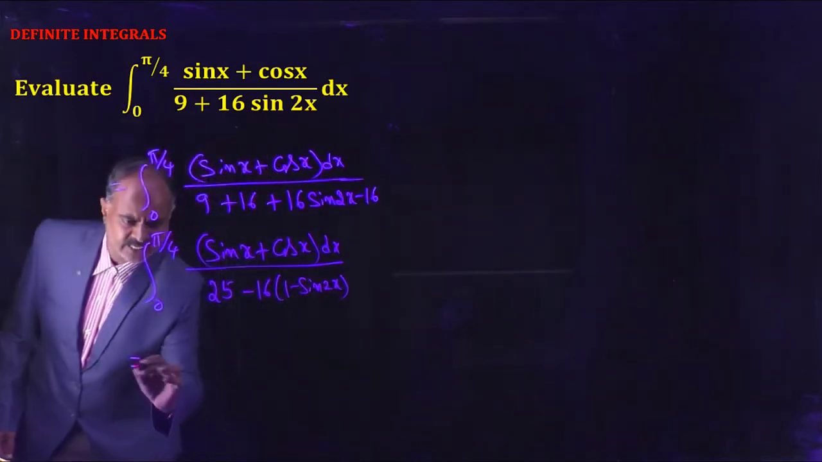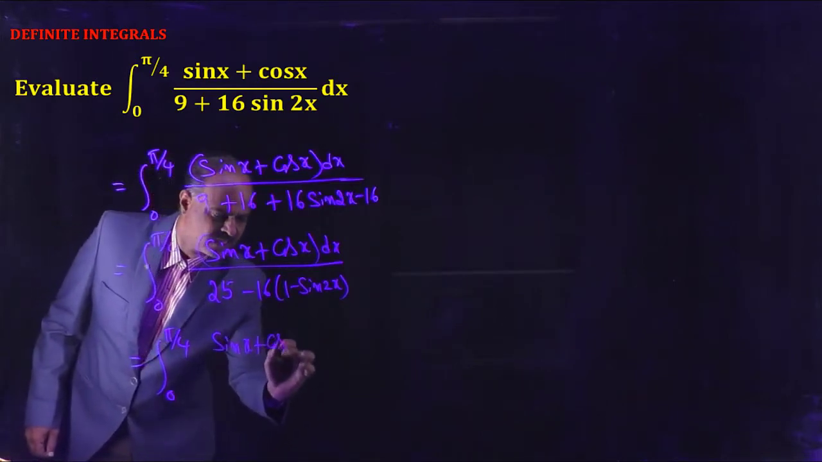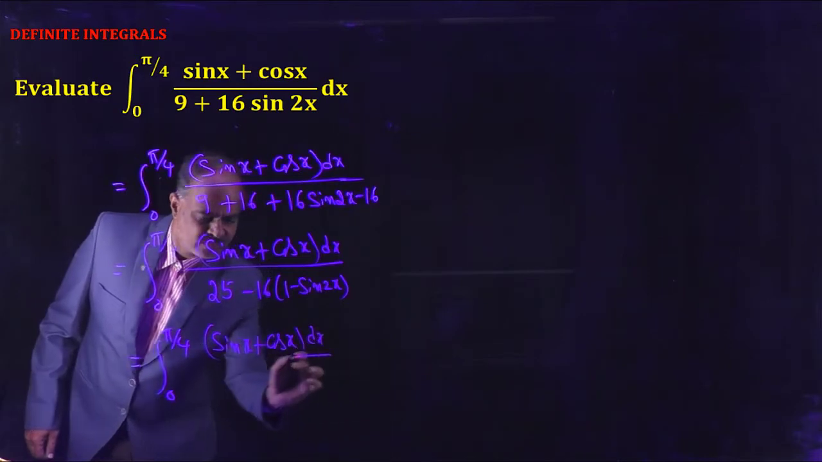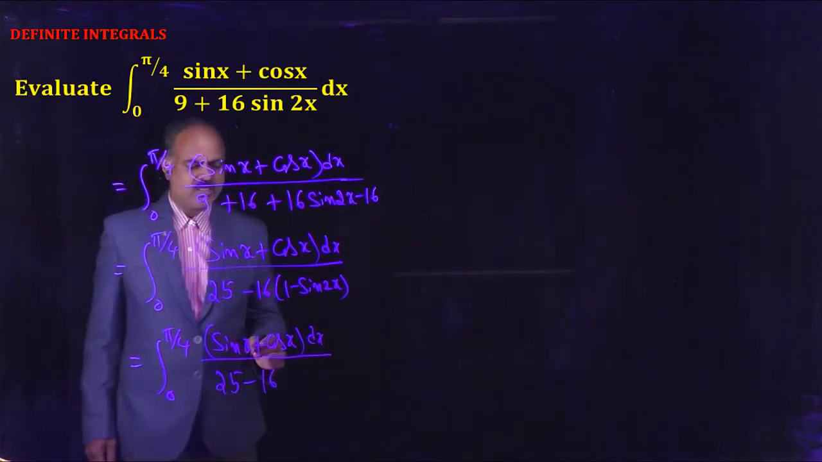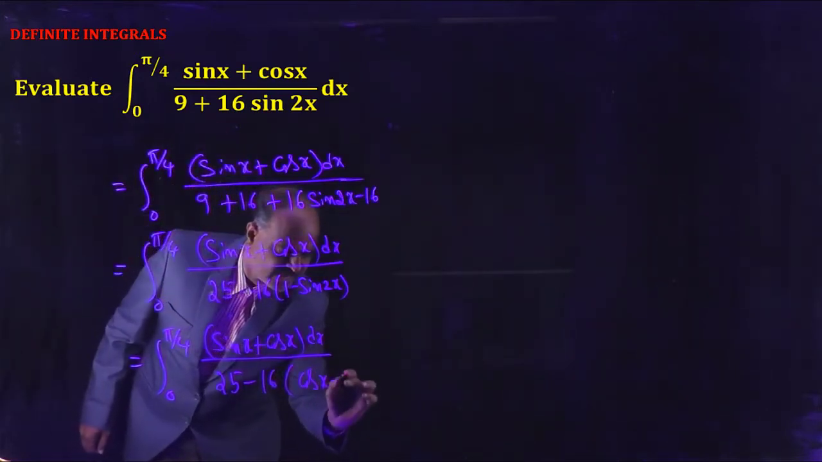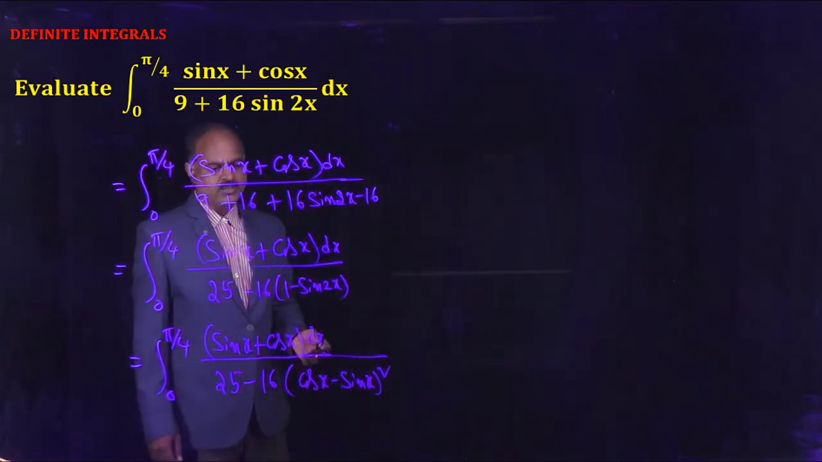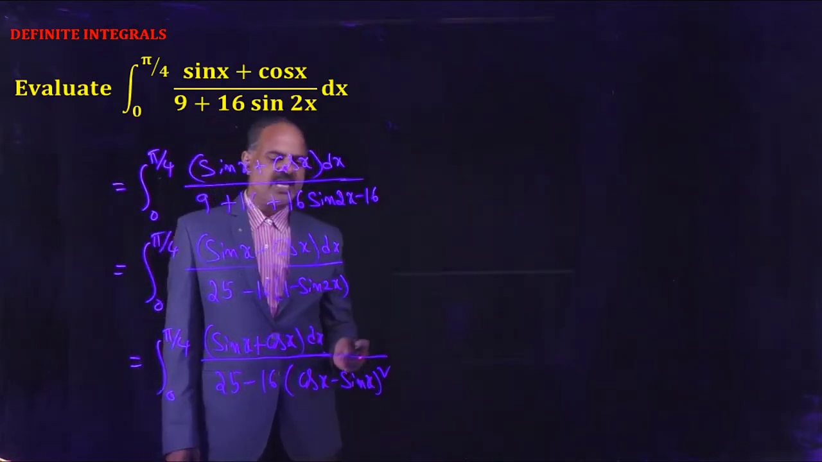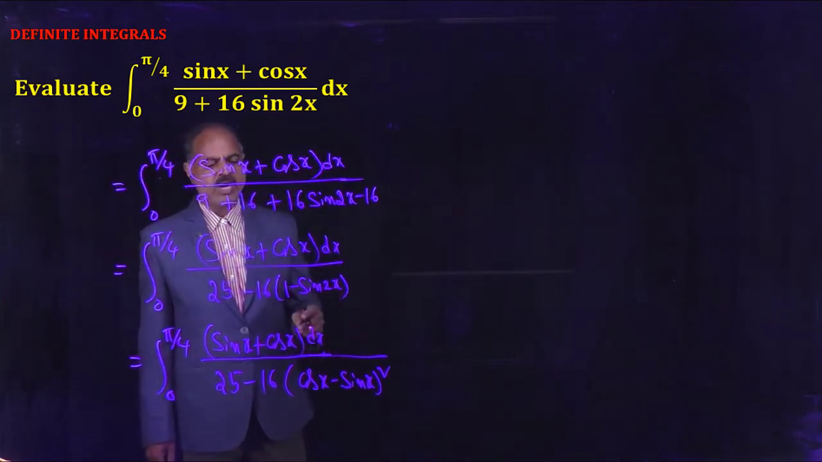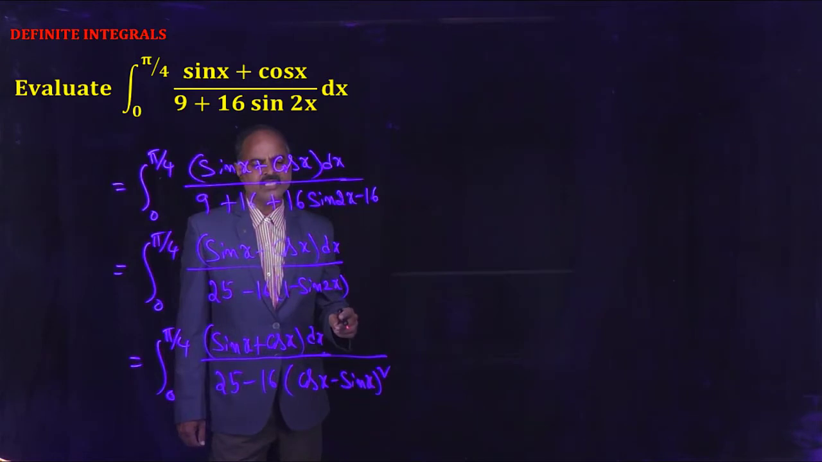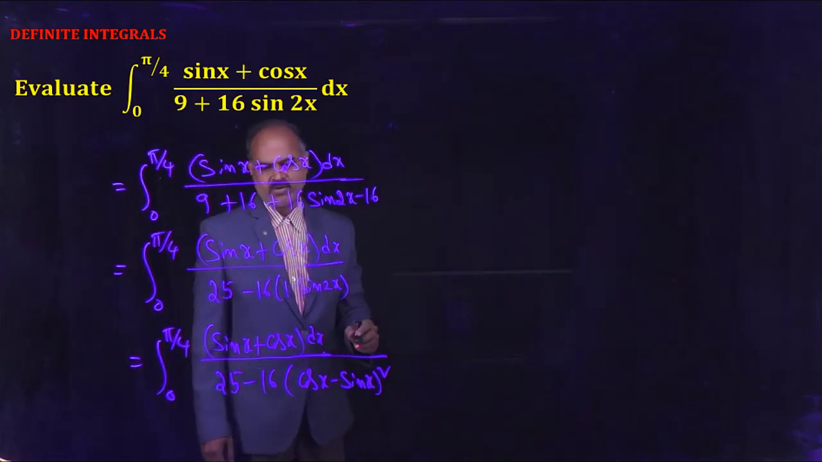Now this is equal to integral 0 to pi by 4 of sin x plus cos x dx by 25 minus 16 into 1 minus sin 2x. This can be written using cos x minus sin x whole square, which is equal to cos square x plus sin square x minus 2 sin x cos x. But cos square x plus sin square x equal to 1, and 2 sin x cos x equal to sin 2x. So cos x minus sin x whole square equal to 1 minus sin 2x.